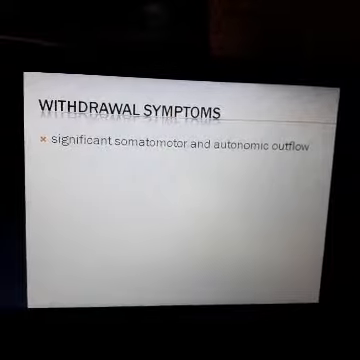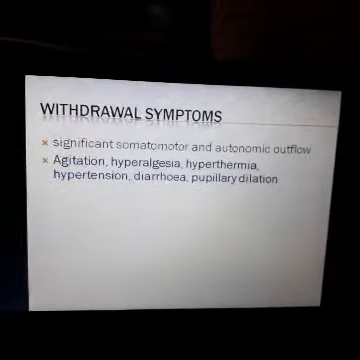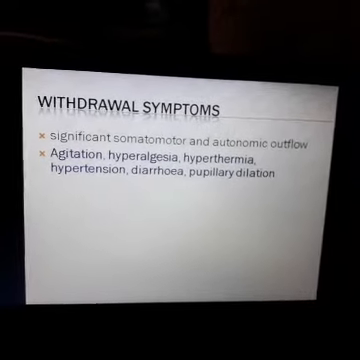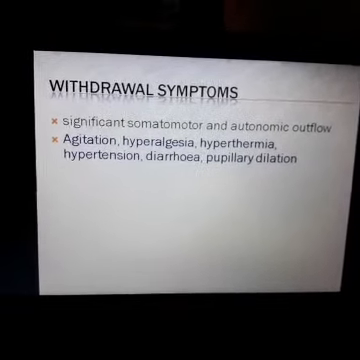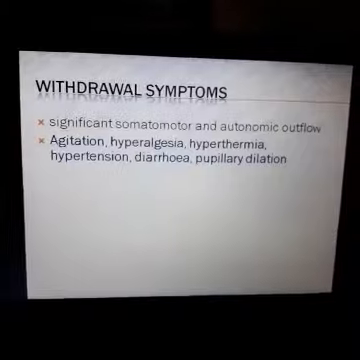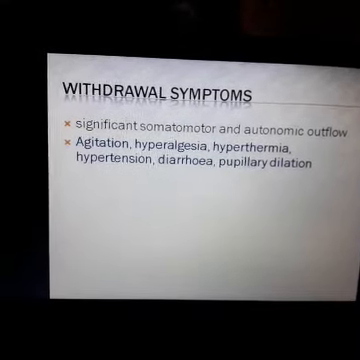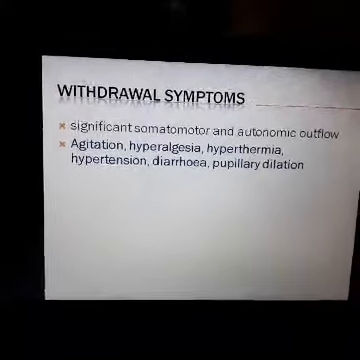So there is significant somatomotor and autonomic outflow. There is agitation, opposite of sedation. Hyperalgesia, opposite of analgesia. There is hyperthermia, opposite of hypothermia, that is caused by morphine. Hypertension, opposite of hypotension, caused by morphine due to vasomotor center depression.